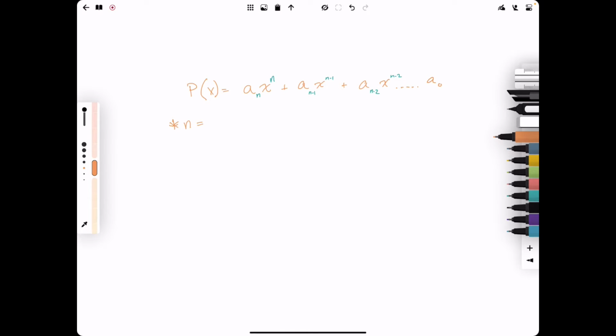What are the three dots in between? It keeps going, that's the pattern. They're called an ellipsis. It just keeps going. N is a non-negative integer, and the coefficients a sub n down to a sub 0 are real numbers.